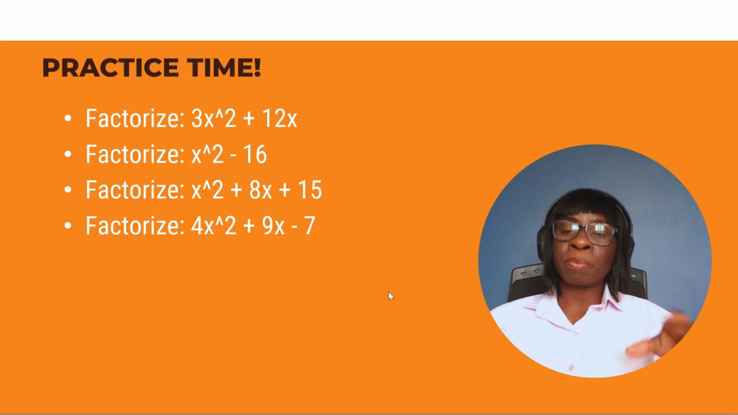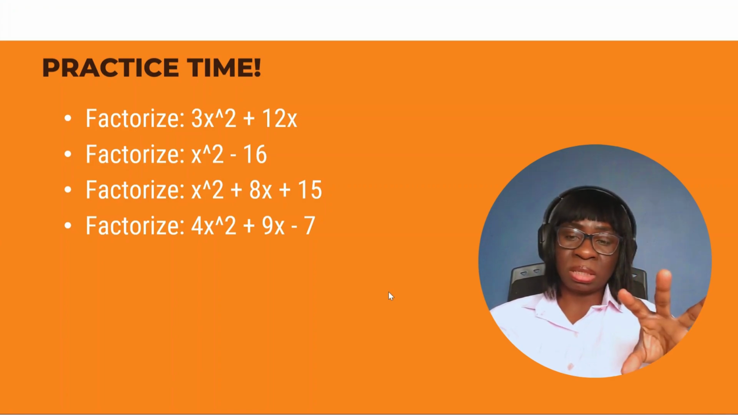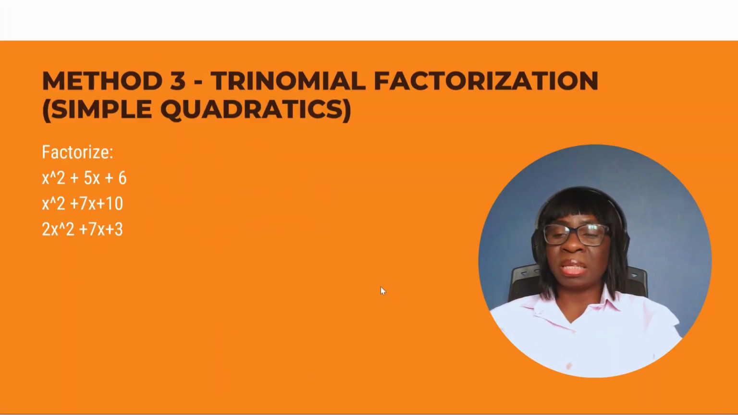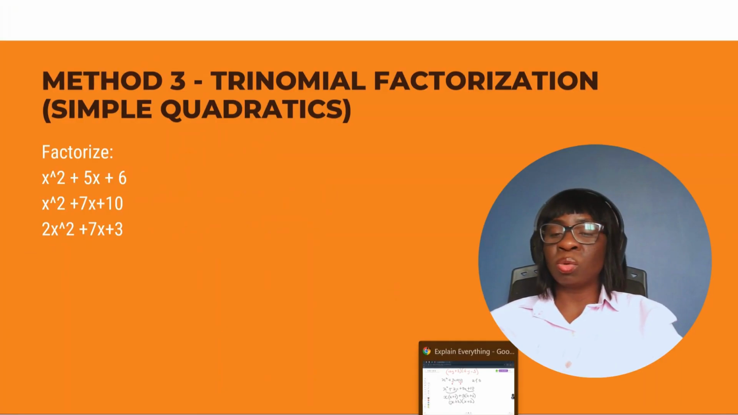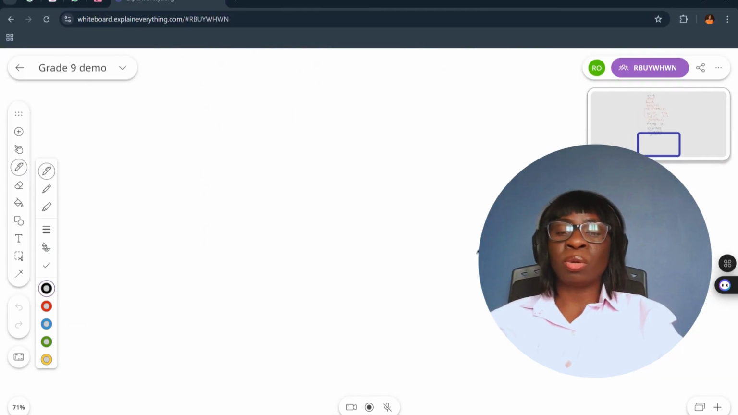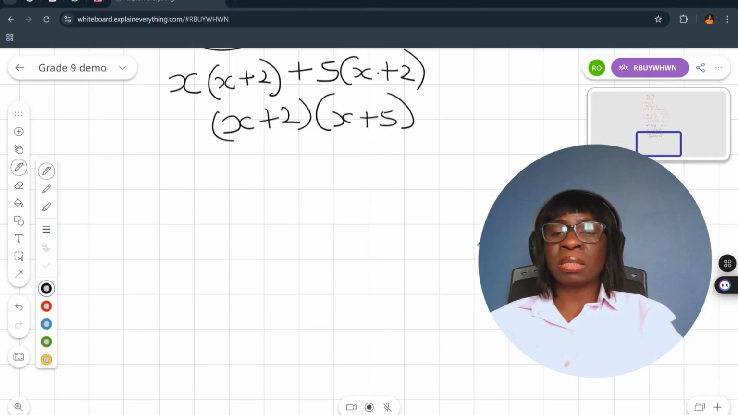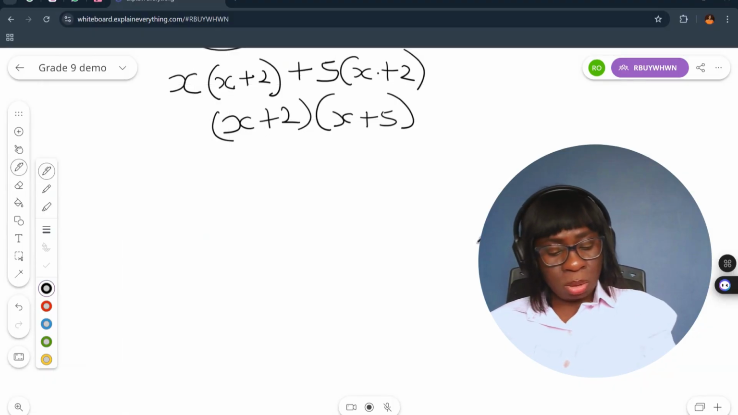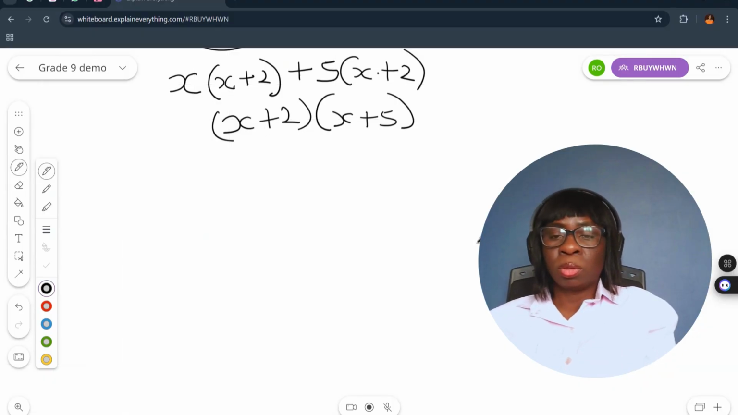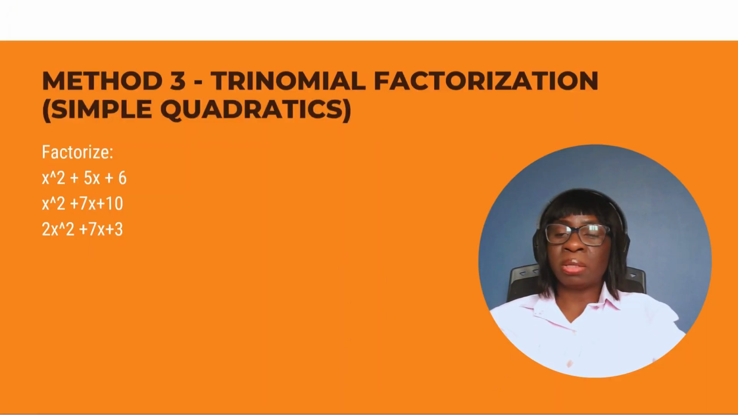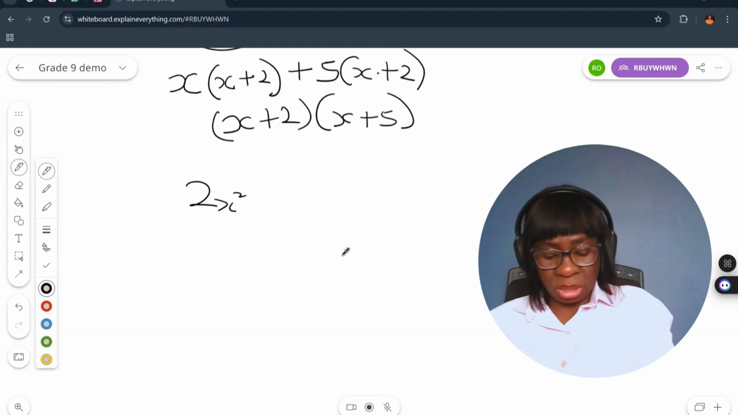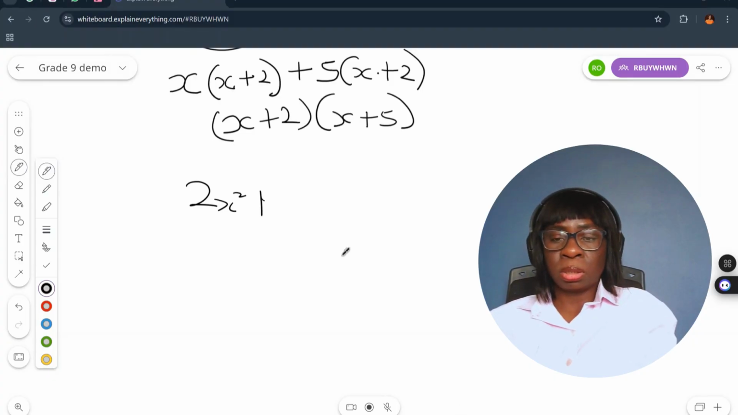It is practice time. You will factorize each of these. And let me explain this one. When x has a coefficient like this one now, that has 2x squared plus 7x plus 3.